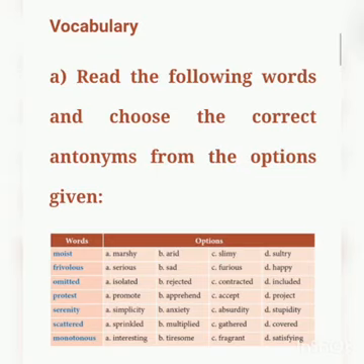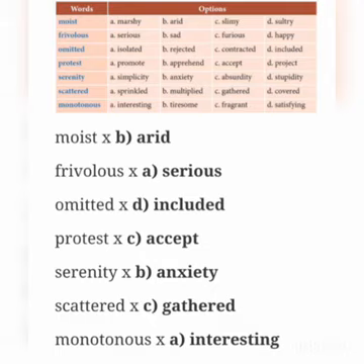Read the following words and choose the correct antonyms from the options given. So they have given words and options. You have to read the question and find the answers from the options. Okay, let me tell you the answers. You can mark it. Moist: marshy, arid, slimy, sultry. What is the answer? Arid. The next word, frivolous, antonym: serious. Omitted, antonym: included. Protest, antonym: accept. Serenity, antonym: anxiety. Scattered, antonym: gathered. Monotonous, antonym: interesting. Okay.